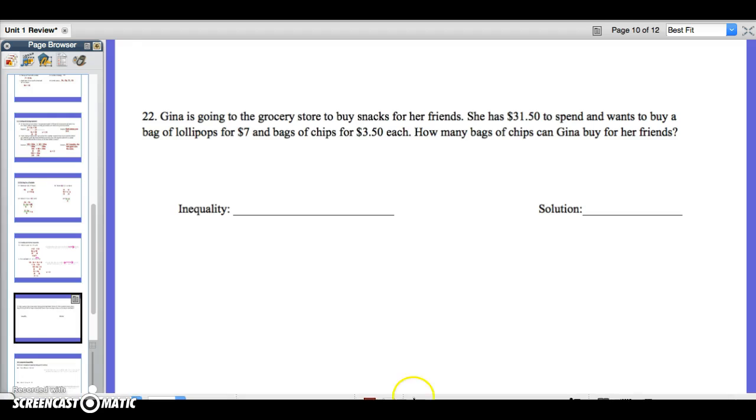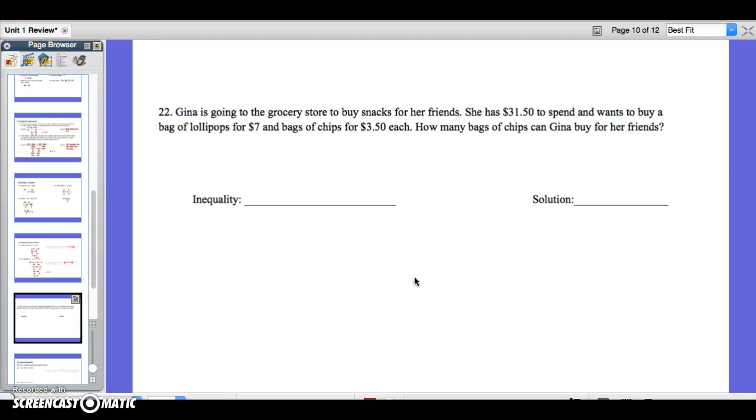Okay, so think about this. When you guys go to the store, you can't spend more money than you have. So she can spend up to the $31.50, but she can't go over that. She doesn't have to spend it all. You never have to spend it all, but she could if she wanted to.